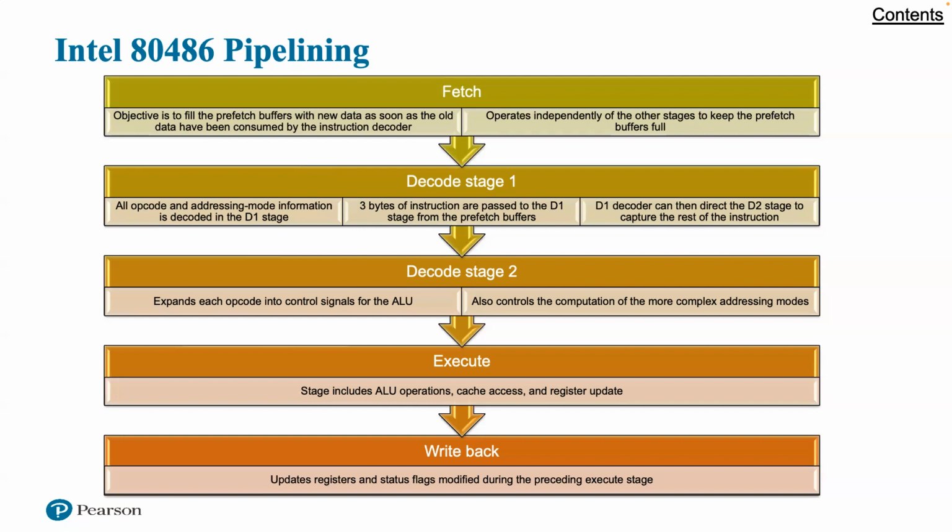Finally, we have the write back. This stage, if needed, updates registers and status flags modified during the preceding execute stage. If the current instruction updates memory, the computed value is sent to the cache and to the bus interface write buffers at the same time. With the use of the two decoder stages, the pipeline can sustain a throughput of close to 1 instruction per clock cycle. Complex instructions and conditional branches can slow down this rate.